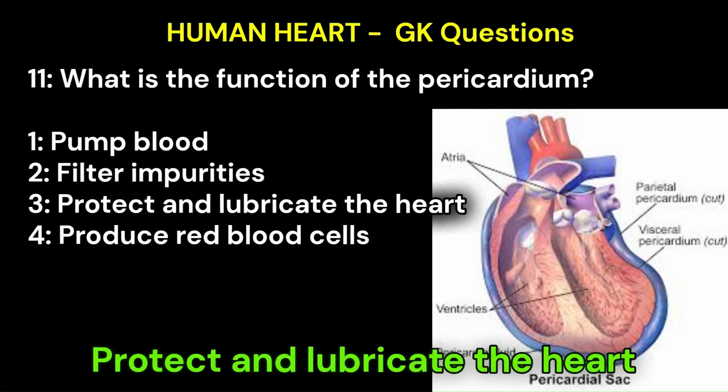The pericardium is a double-layered sac enclosing the heart. Its fluid reduces friction during heartbeats. Pericarditis, inflammation of this layer, causes chest pain.